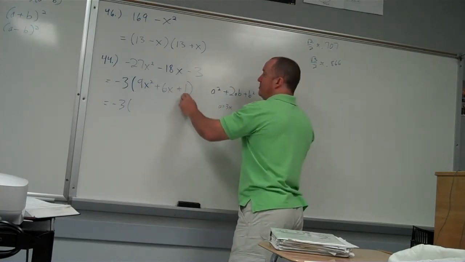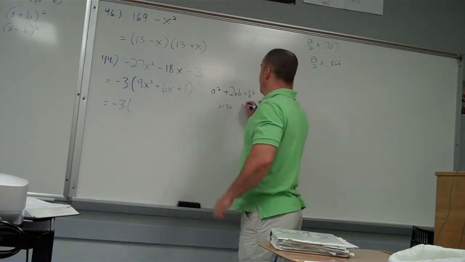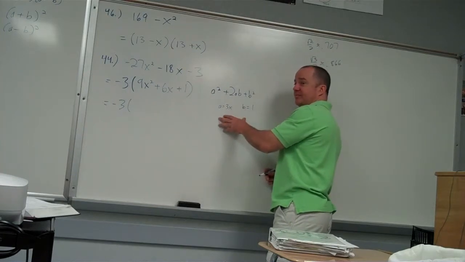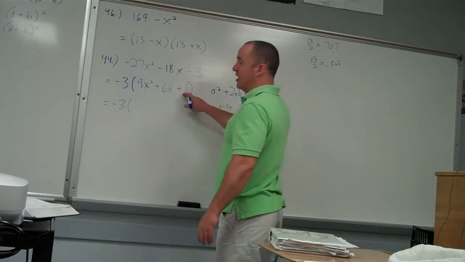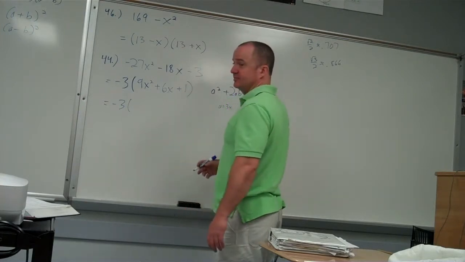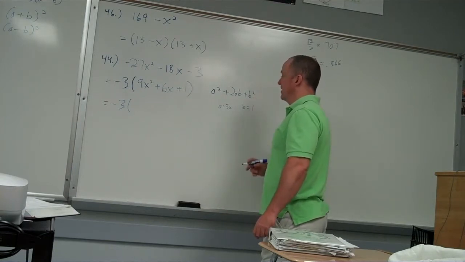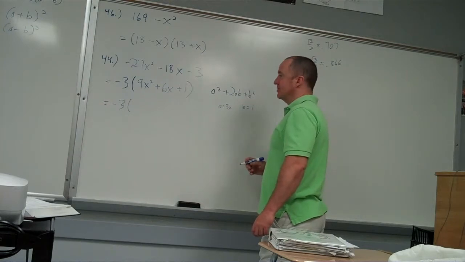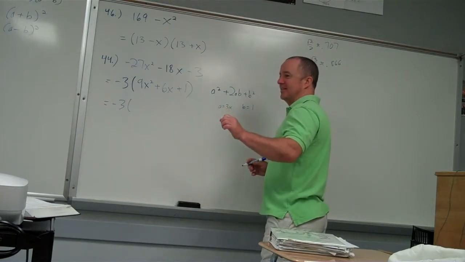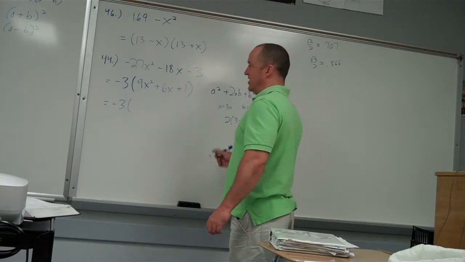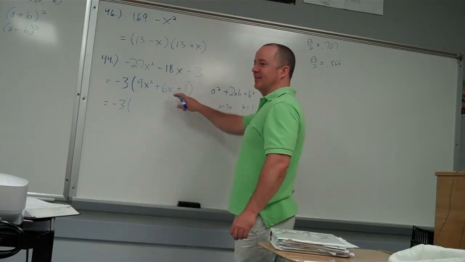And b squared would have to be the same as 1. So the square root of 1 is 1, so b would also be 1. Why is b 1? Because b squared is 1, and 1 squared is 1. I thought b had to have an x next to it. Nope, it doesn't have to. Because you're multiplying 2a and b, and b is 1, that's 2 times 3x times 1. Is that 6x? Yeah.